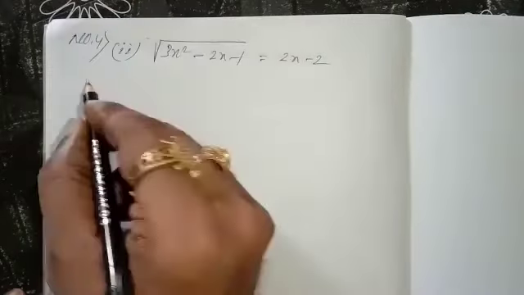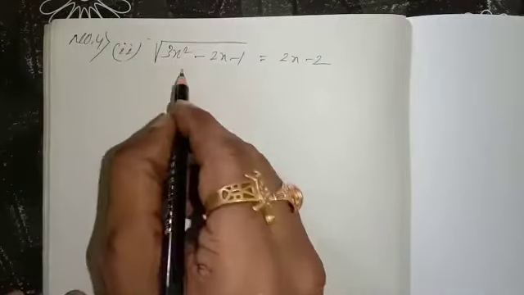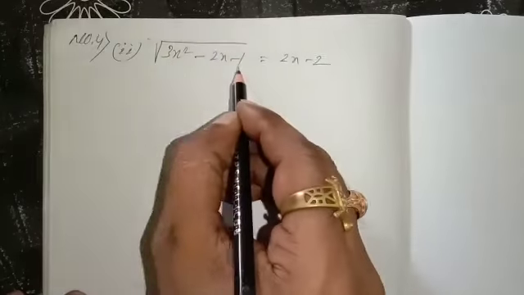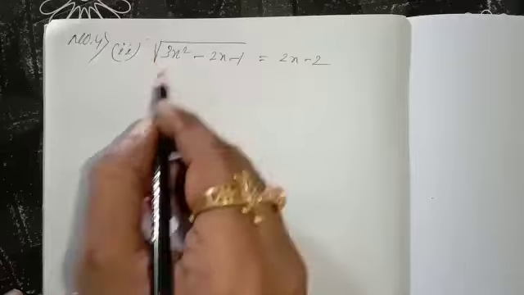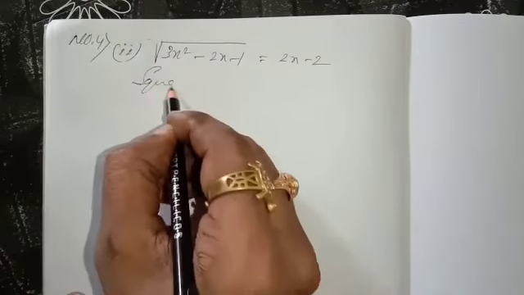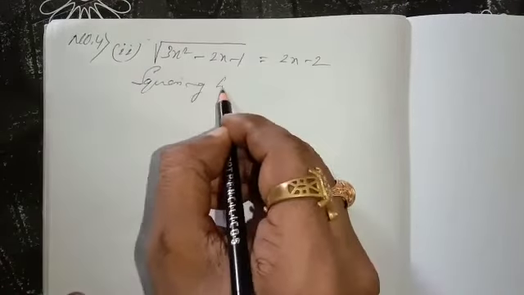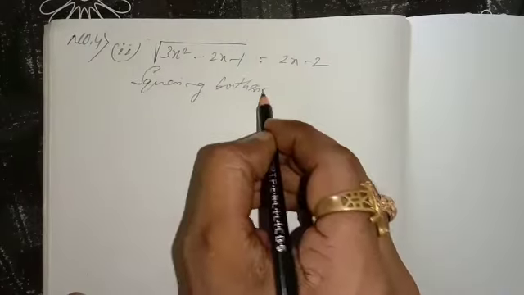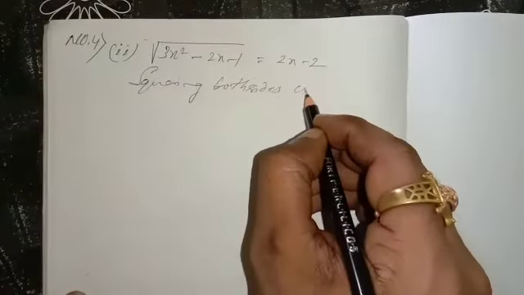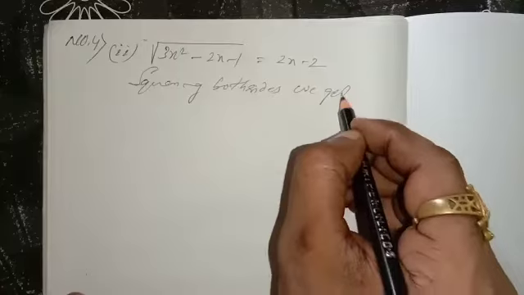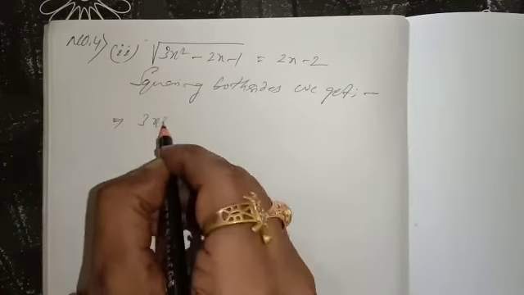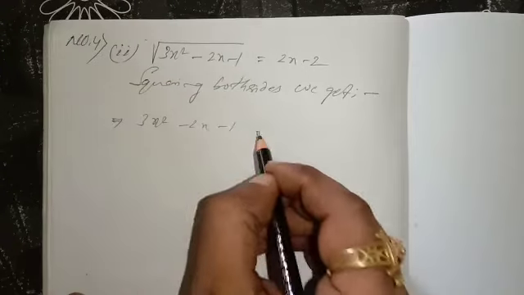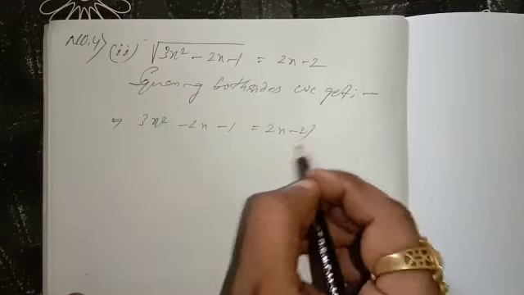See question number 4, second part. It is given root of 3x square minus 2x minus 1 equal to 2x minus 2. Okay. Root sign given means you have to square both sides. Squaring both sides, we get. If you square both sides, what will we get here? This is 3x square minus 2x minus 1. This will be 2x minus 2 whole square.